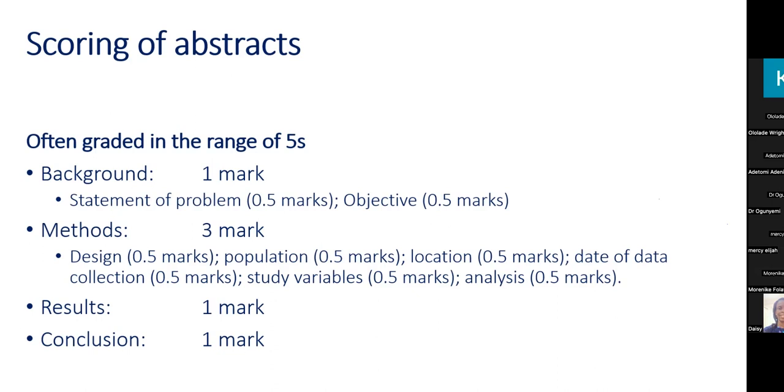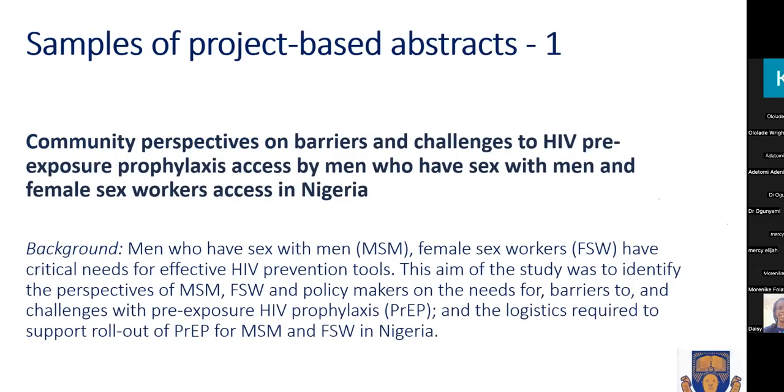Now, I hope you've all listed the scoring strategy. Every one of you, please write it briefly, and we're going to go together to review abstracts. So this is a project-based abstract, and this is a sample of an abstract. They're doing a study on the uptake of pre-exposure prophylaxis by men who have sex with men and female sex workers in Nigeria. And they're looking at community perspective. So this is at the beginning of the research, and they needed to define some variables before they go on to design the implementation of that project.